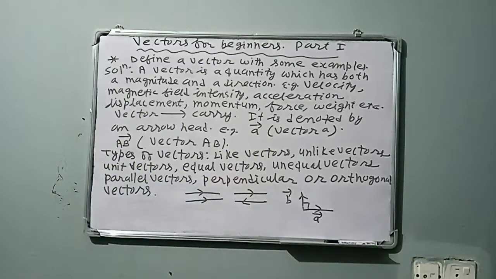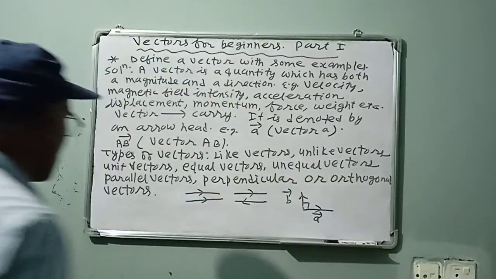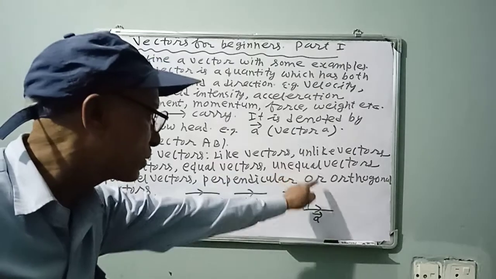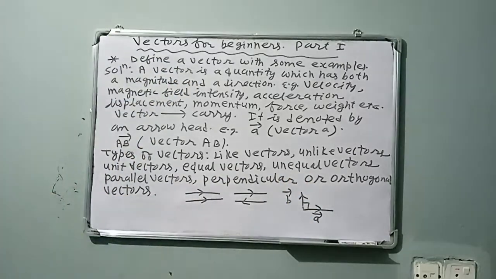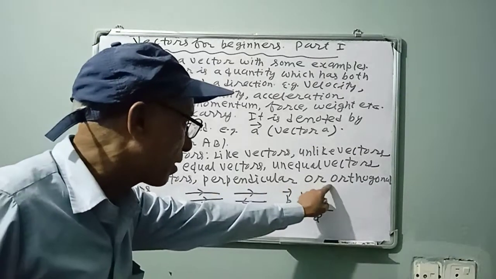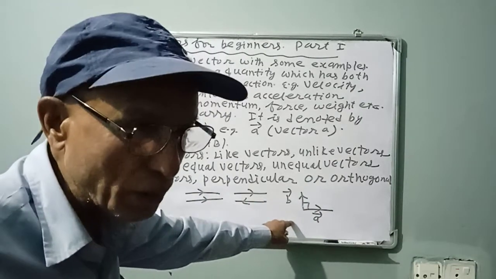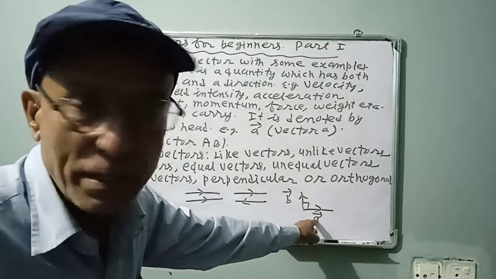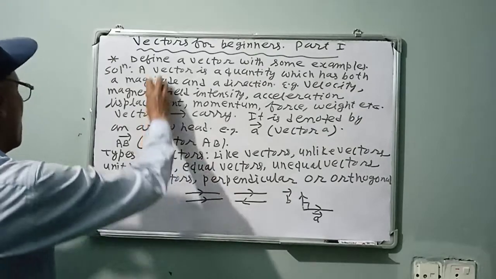There are different types of vectors: like vectors, unlike vectors, unit vectors, equal vectors, unequal vectors, parallel vectors. Two vectors are parallel if their slopes are equal. Then perpendicular or orthogonal vectors: two vectors are perpendicular to each other, they make 90 degrees, like vector A is perpendicular to vector B. This is the introduction to vectors.